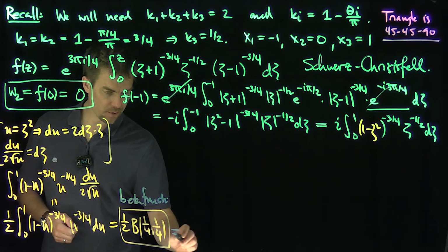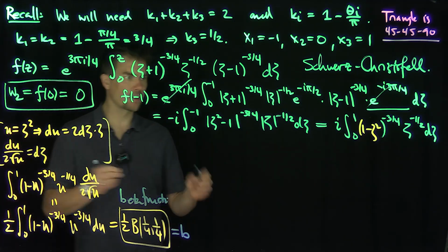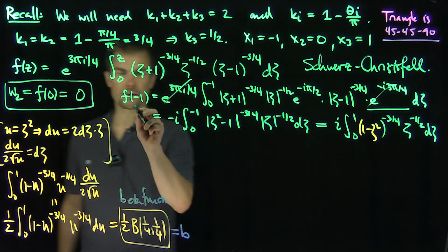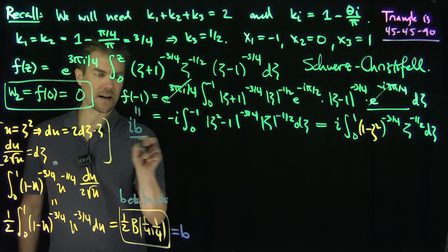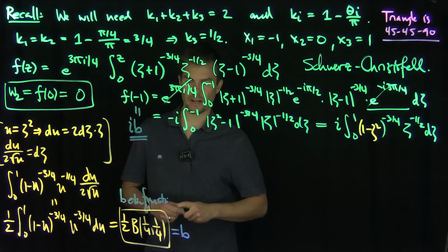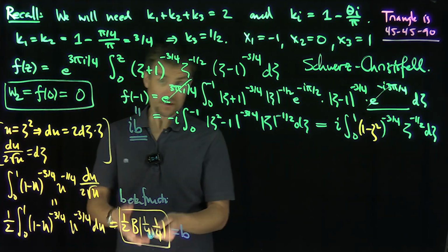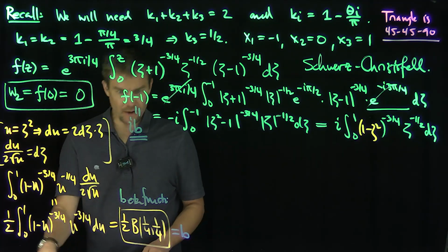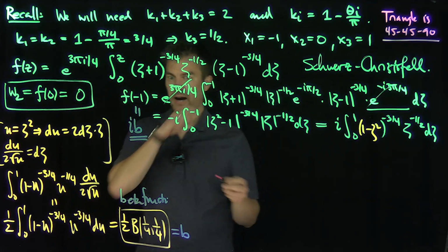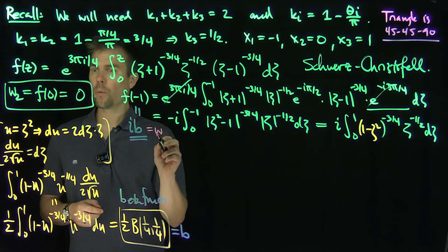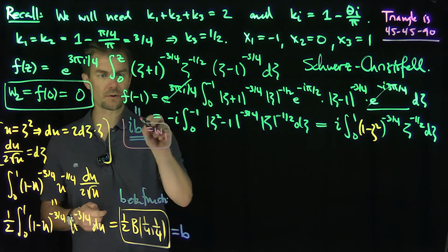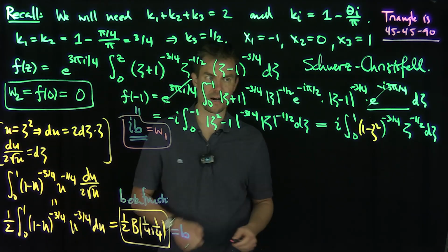I'm just going to call this parameter b, okay? So in other words, f of negative 1 is just going to be mapped to i times b. Excellent, that's just the beta function. You can write this in terms of the gamma function now, okay? So i b is w1, where b is this parameter over here.